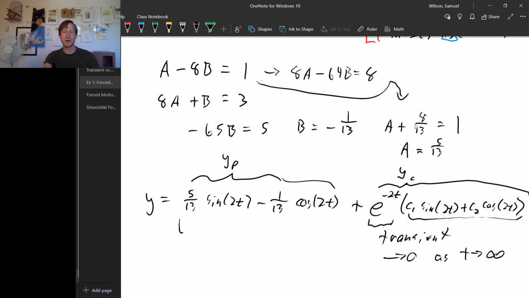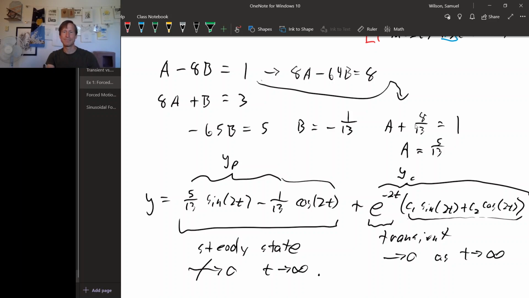And the particular solution, the steady state, doesn't go to 0 as t goes to infinity. So whatever initial conditions you set up, it will deviate from this steady state initially just because the complementary solution will be around. But if you wait long enough, this exponential decay will kill off the complementary solution and you'll just be left with the steady state.